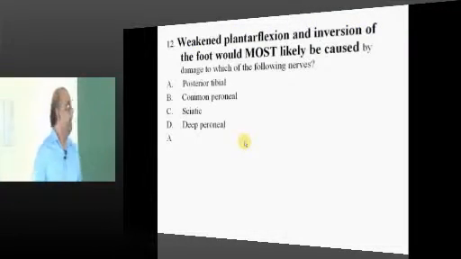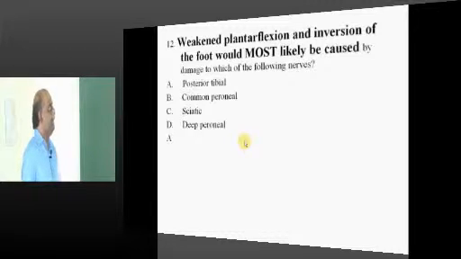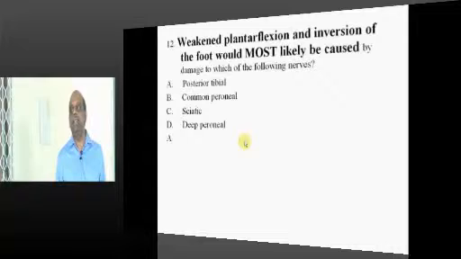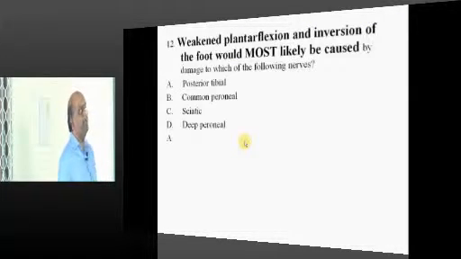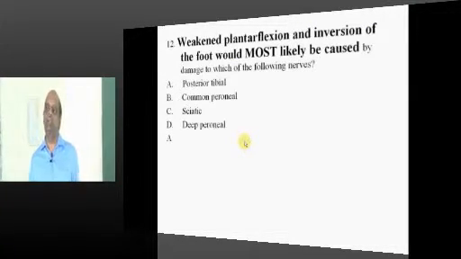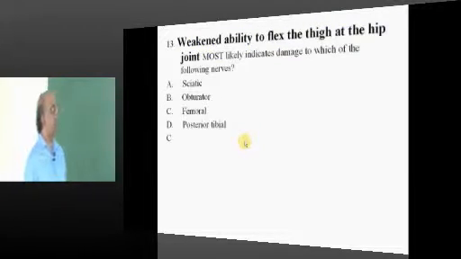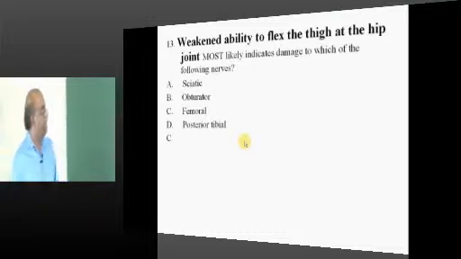It is the tibial nerve which supplies the muscles of the posterior compartment of the leg. It is the one which supplies the posterior compartment of the leg, hence any involvement of it leads to weakened plantar flexion and the inversion of the foot which get typically affected.